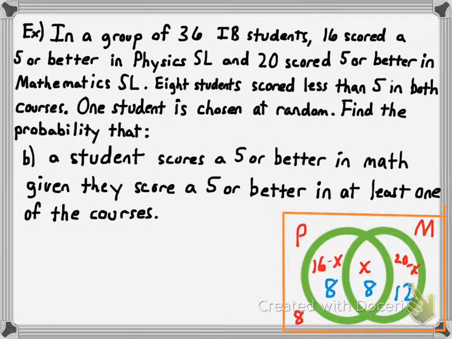This time we want to find the probability that a student scores 5 or better in math, given that they score a 5 or better in at least one of the courses. All right, the probability notation for that then. The probability that M does occur, that they score a 5 or better in math, given that they score a 5 or better in at least one of the courses. Now, if they score a 5 or better in at least one of the courses, that could be these people right here, could be these people that scored 5 or better in both, or it could be these people that scored only in math. What I'm trying to get at then is that that is the union of sets P and M.